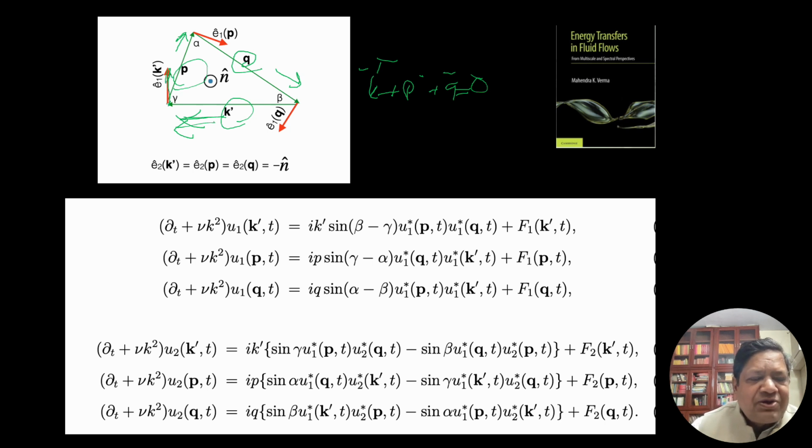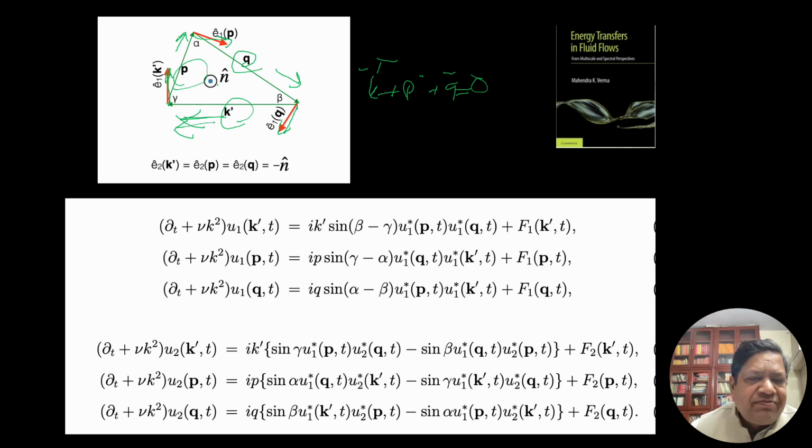Similar operations lead us to the other two E1s for P and Q. They are perpendicular to these wave numbers and also perpendicular to n. You can see the red arrows are those E1 wave vectors. In 2D, that's it. We'll have only E1 K prime, E1 P and E1 Q.